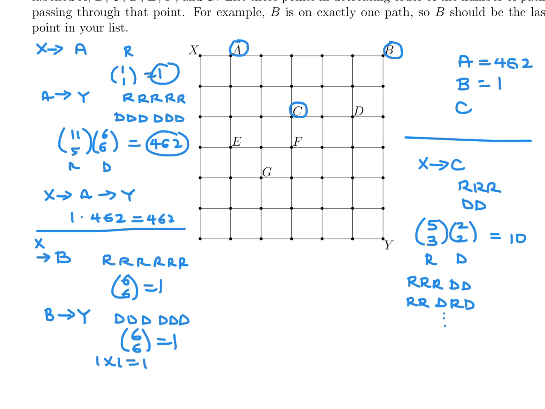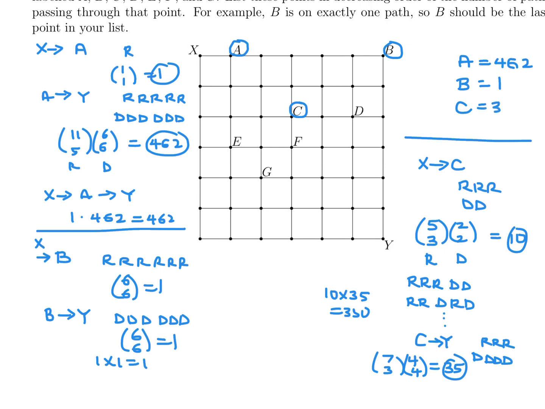So then we are not done with this C guy. We have to then figure out from C to Y. From C to Y, it would be 3 R's, R, R, R, and then 1, 2, 3, 4 D's. Okay, so that calculation would be 7 choose 3 times 4 choose 4. And then that is, I believe, 35. So then you have to take this and multiply by that. And when you do, you get 350. So C has 350. Well, did I do that correctly?